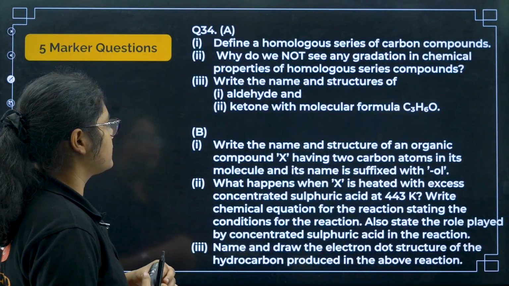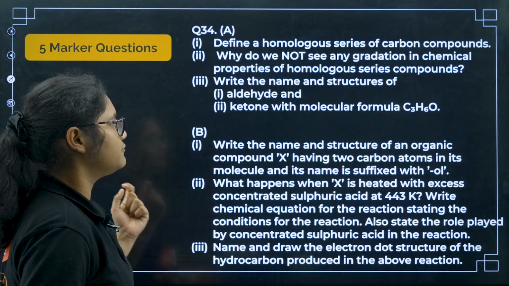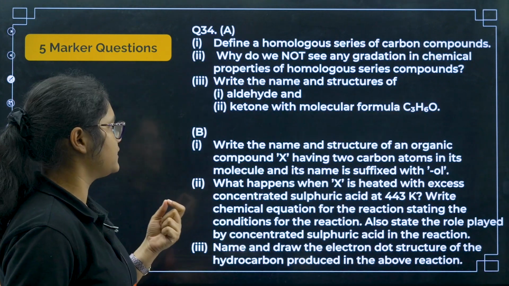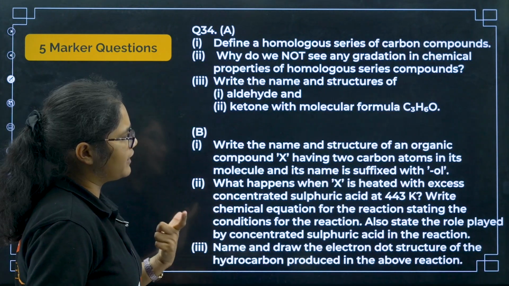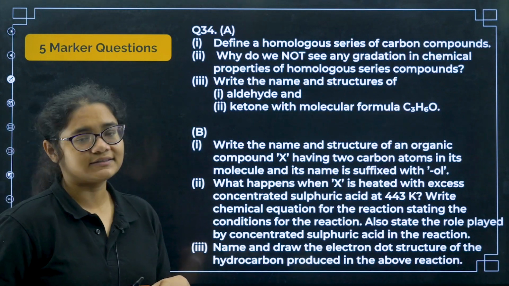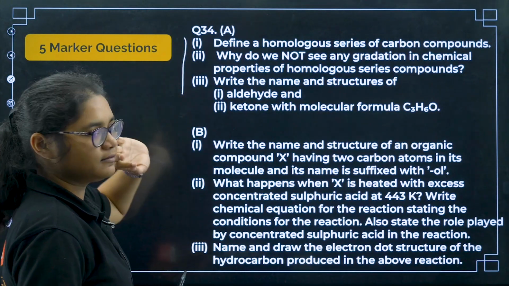Next we'll go to the 5-marker question. Define a homologous series of carbon compounds. Very easy question. Why do we not see any gradation in the chemical properties of homologous series? Write the name and structure of aldehyde and ketone with the molecular formula C3H6O. So this is very simple. Part A, it will carry 3 marks.